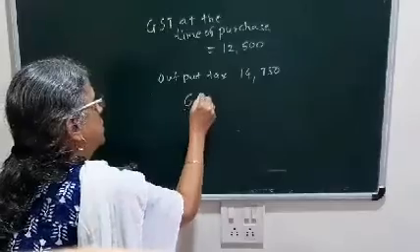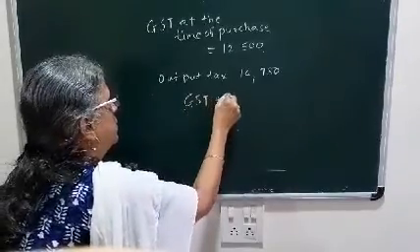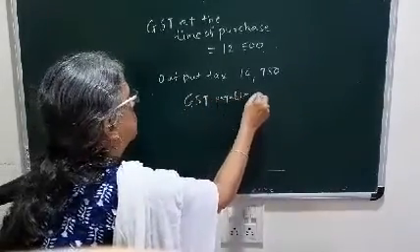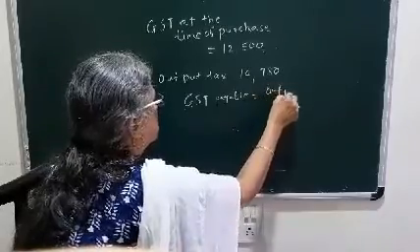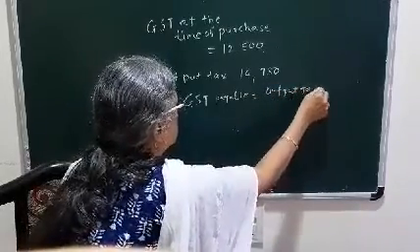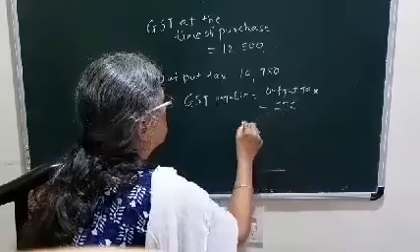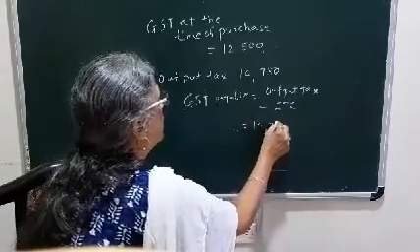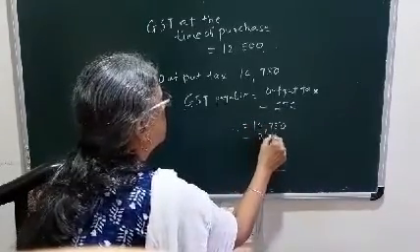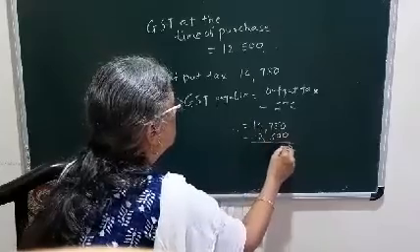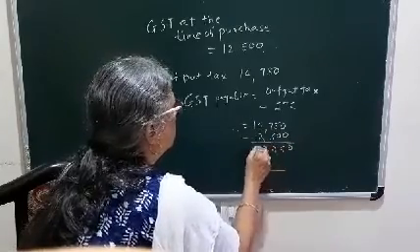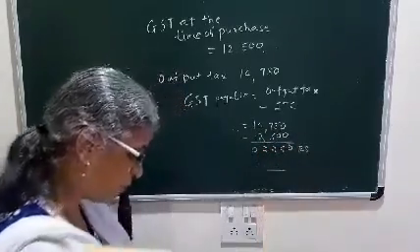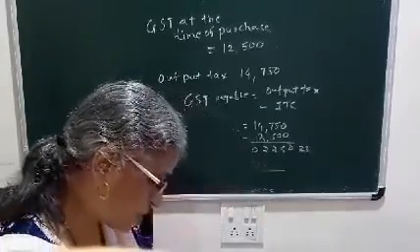So GST payable is equal to output tax minus ITC. So that is 14,750 minus 12,500, that is 2,250 rupees. And what is the first question they have asked?